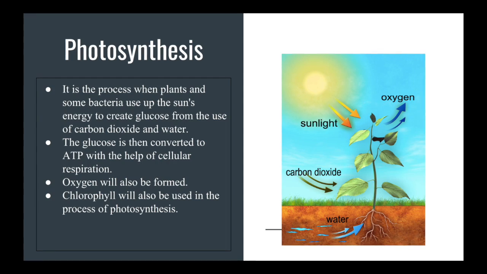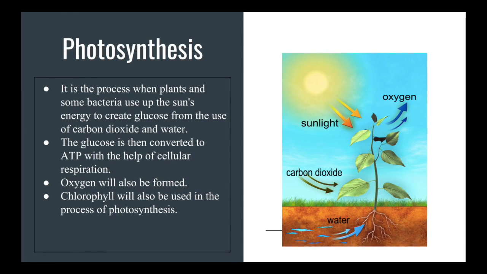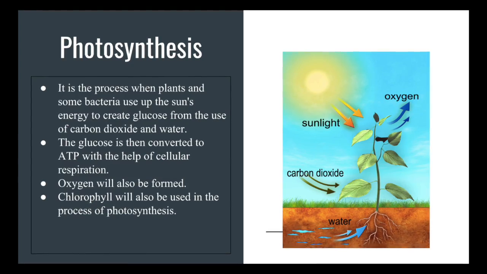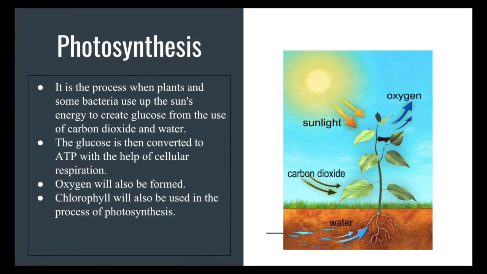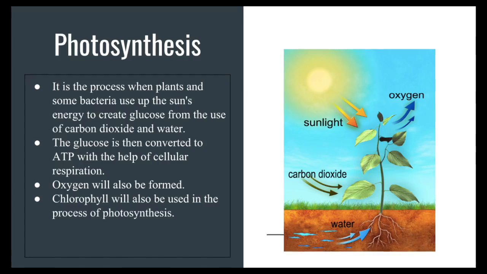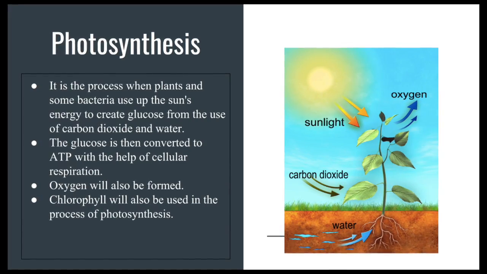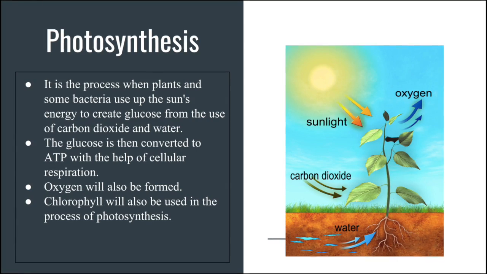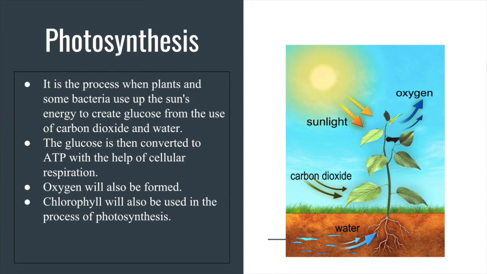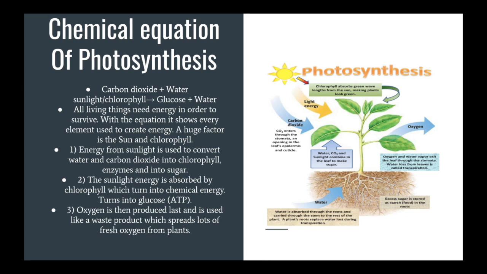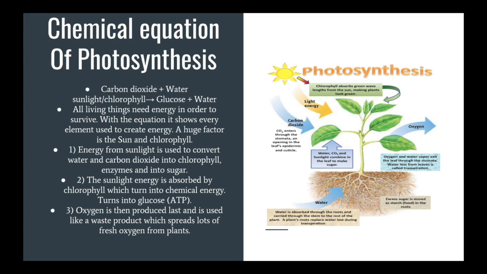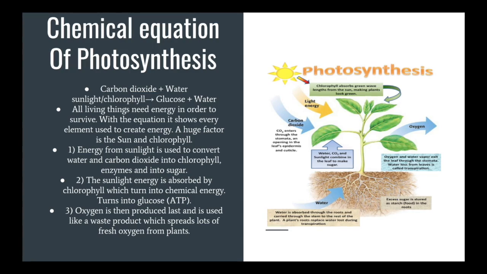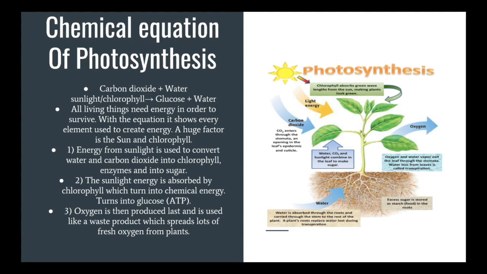Photosynthesis is the process when plants and some bacteria use the sun's energy to create glucose from the use of carbon dioxide and water. The glucose is then converted into ATP with the help of cellular respiration. Oxygen will also be formed, and chlorophyll will also be used in the process of photosynthesis. The chemical equation of photosynthesis is carbon dioxide plus water, with sunlight and chlorophyll, turns into glucose plus water.